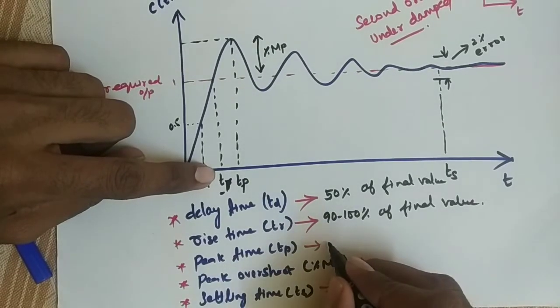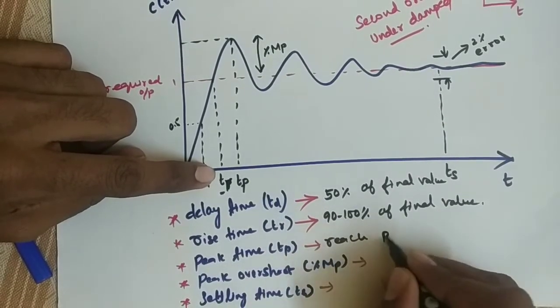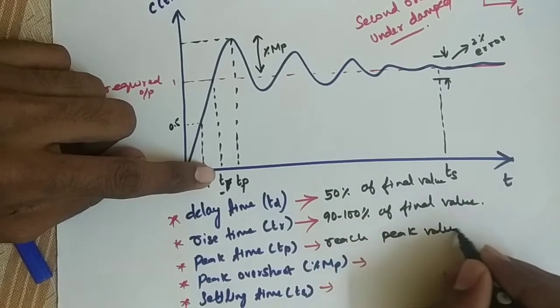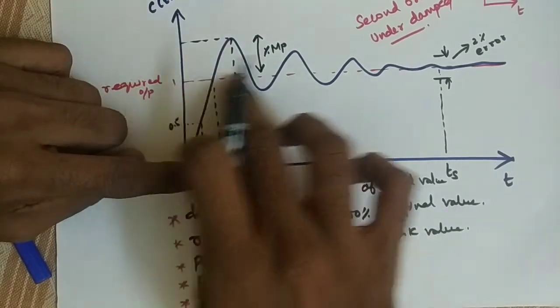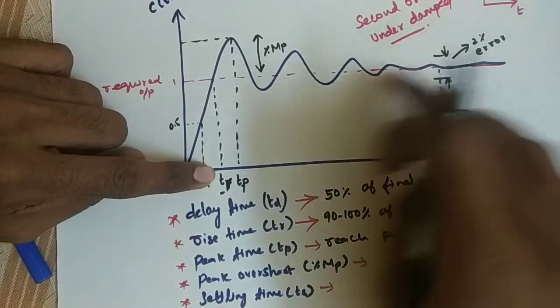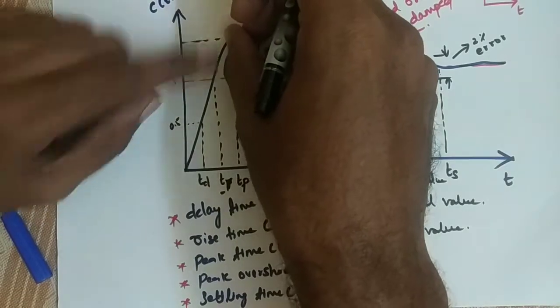Peak time is the time to reach the peak value. There is a difference between the peak value and the final value. The final value is here, but the system response reaches the peak value here. That time is TP.